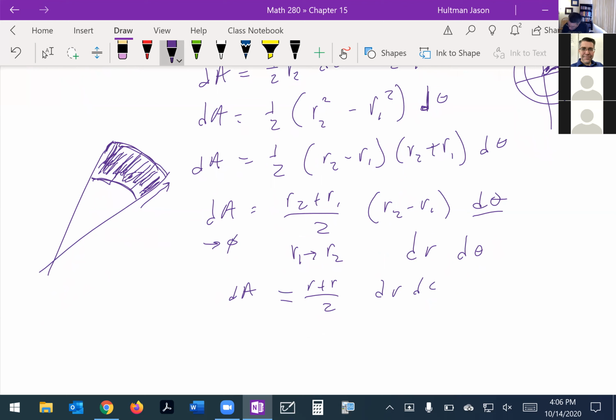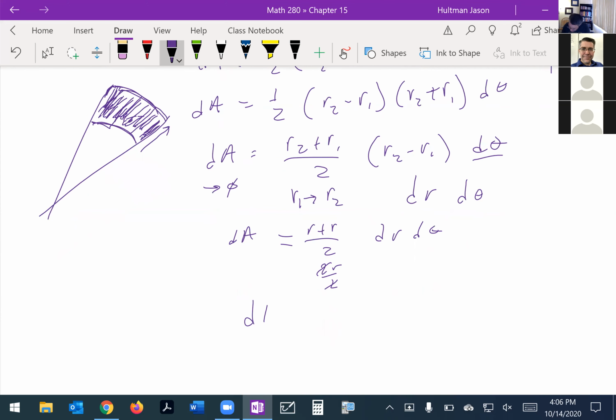Okay, dr d theta. Well, what's R plus R over 2? Well, that's just R, isn't it? This is 2R over 2, which is R. And so we say that dA, the change in area, is equal to R dr d theta.